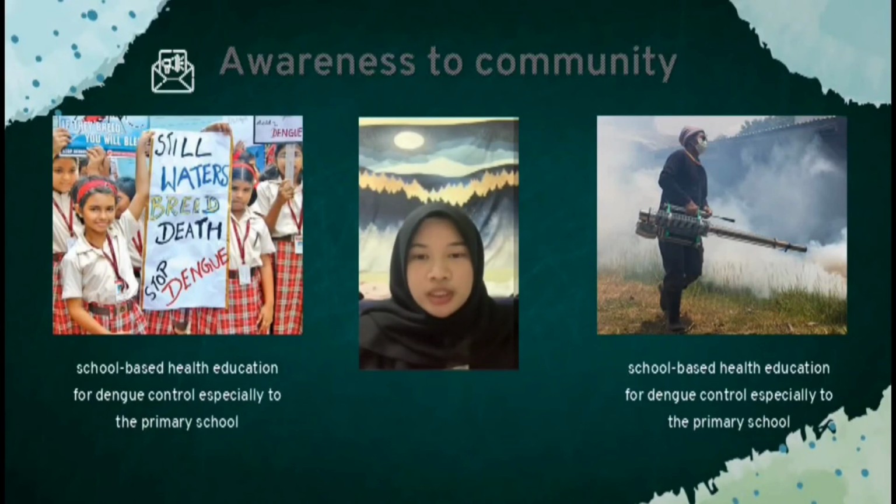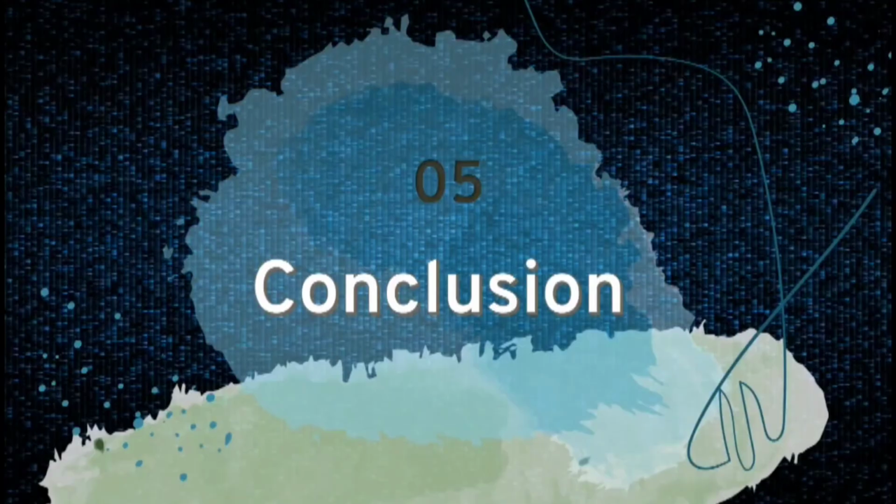Next, we should schedule a fogging operation, especially at the places where the cases are increasing. It can help to kill the adult mosquitoes that may be carrying the Aedes dengue virus, and hence make people who are living around become more aware of the disease.